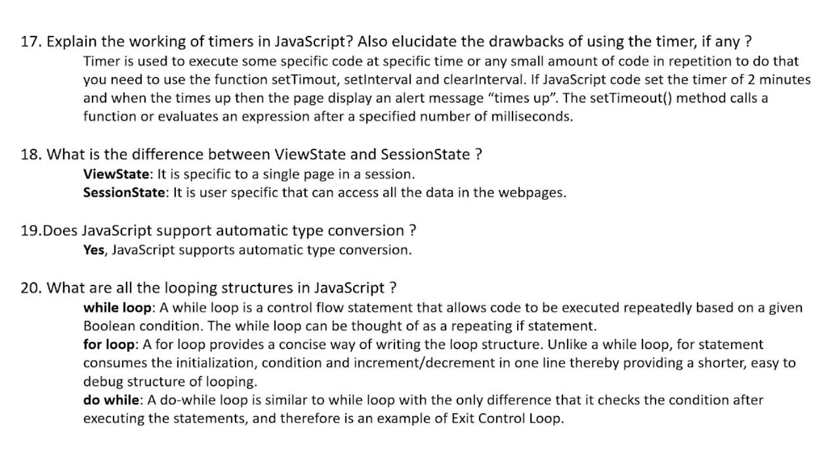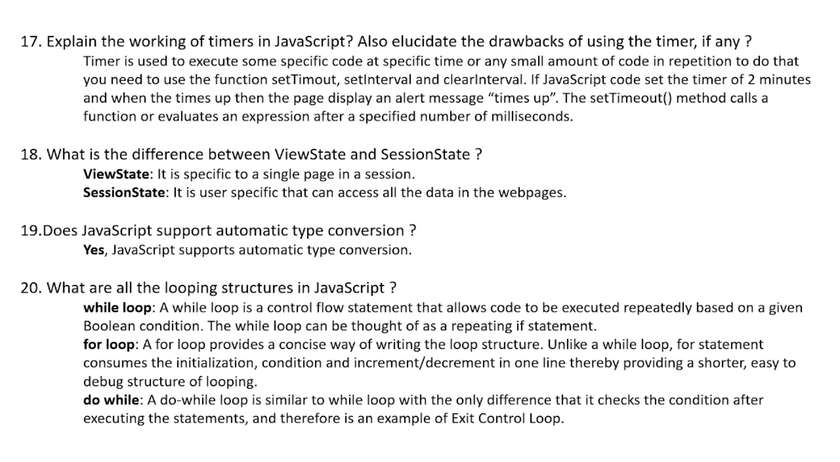Answer. While loop. A while loop is a control flow statement that allows code to be executed repeatedly based on a given Boolean condition. The while loop can be thought of as a repeating if statement. For loop. A for loop provides a concise way of writing the loop structure. Unlike a while loop, a for statement consumes the initialization, condition and increment/decrement in one line, thereby providing a shorter, easy-to-debug structure of looping.